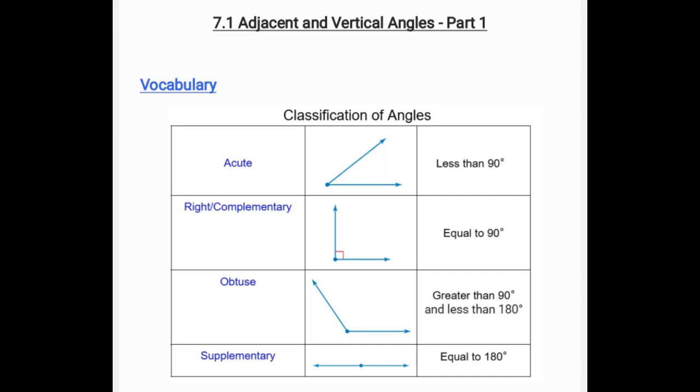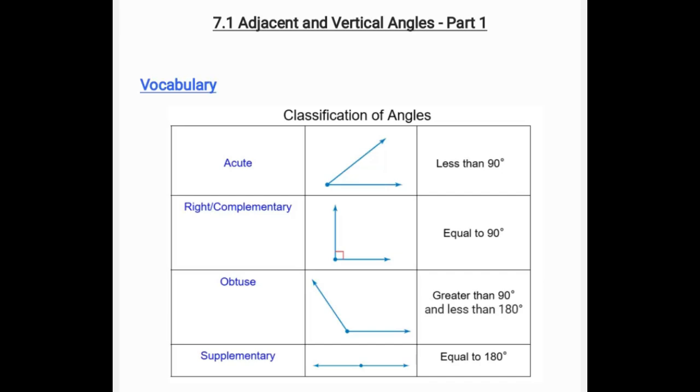As you can see, an acute angle is an angle that is less than 90 degrees. And in the middle part of that column, you can see visually what an acute angle looks like. The next part is the right or complementary angle, and that is equal to 90 degrees. A lot of times the angle is going to be referencing off of the 90 degrees because it's either less than 90 degrees or greater than 90 degrees.